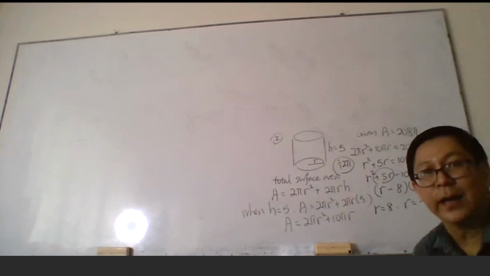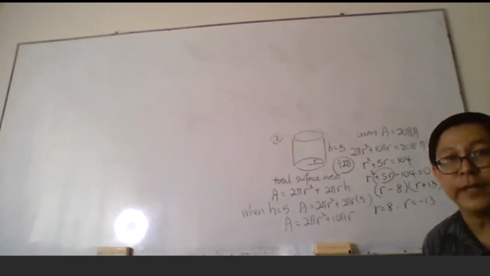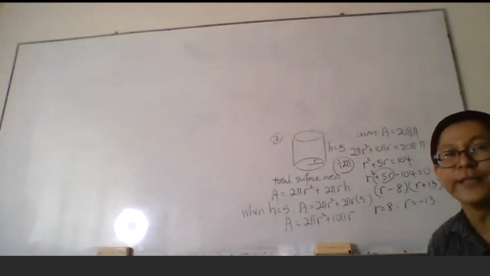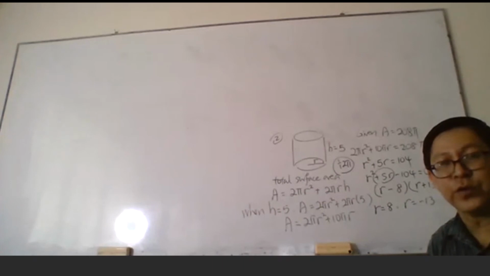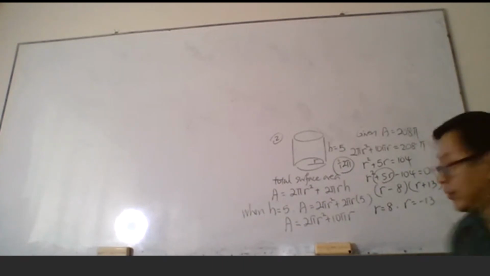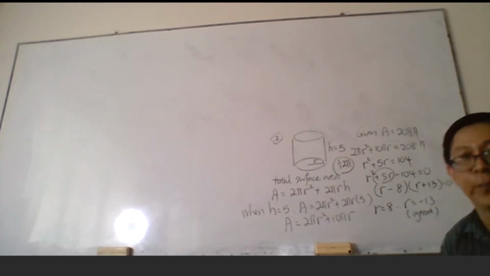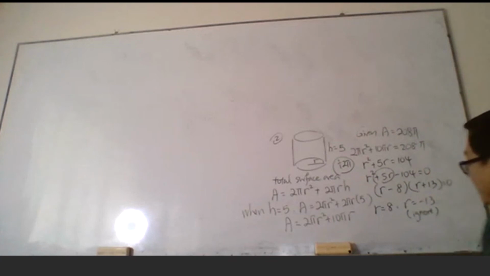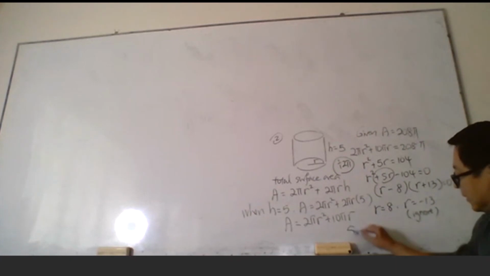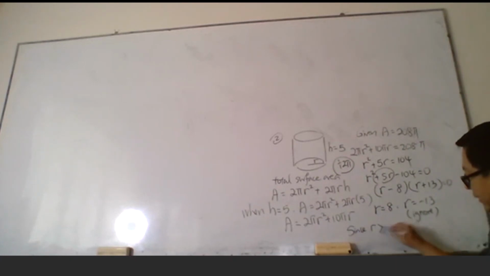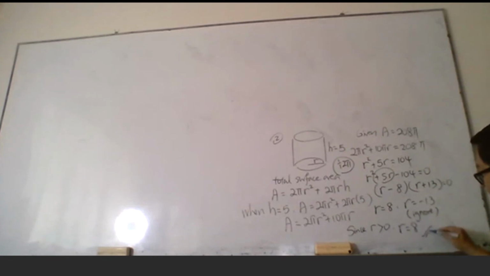Remember that r represents the radius, and the value for the radius is always positive. Even so, we must reject r equal to negative 13. So for that, I will put ignore. For uni level, we will put ignore. Since your r is greater than 0, the r value will be 8.